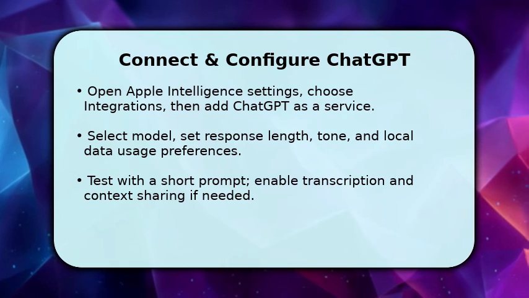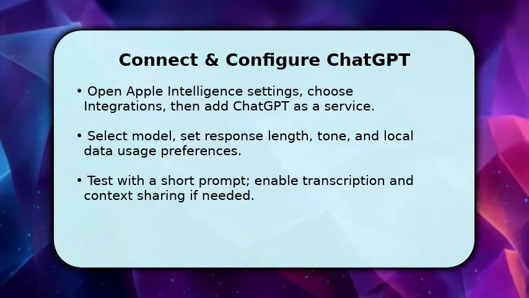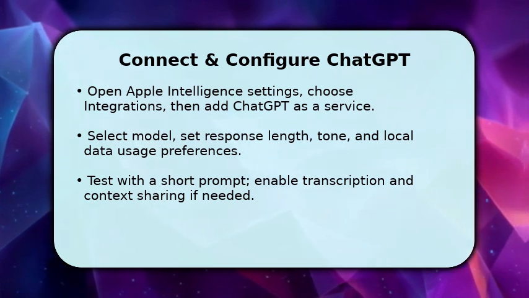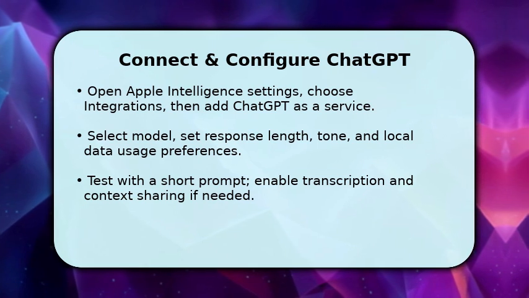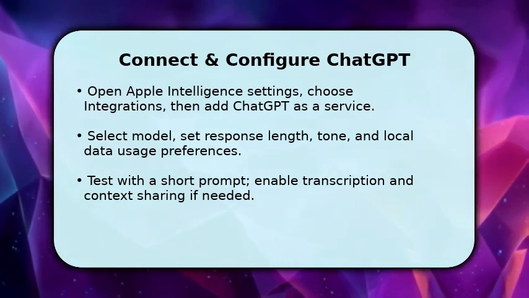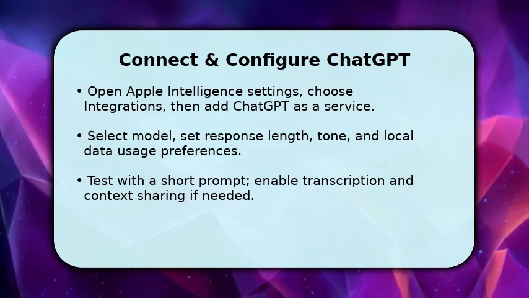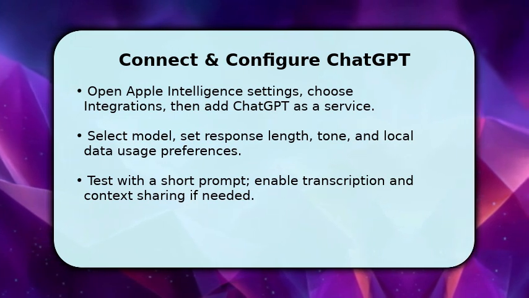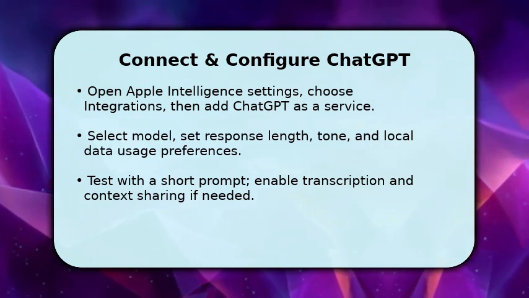You now dive into configuration. Open Apple Intelligence settings and pick integrations, then add ChatGPT as a connected service. Once added, choose the model and tune defaults like response length, tone, and whether local files or messages are used for context. Adjust transcription and privacy toggles to control what local data ChatGPT can access.